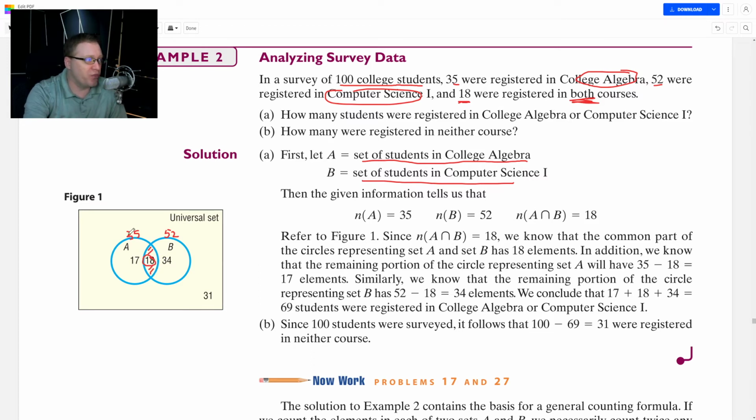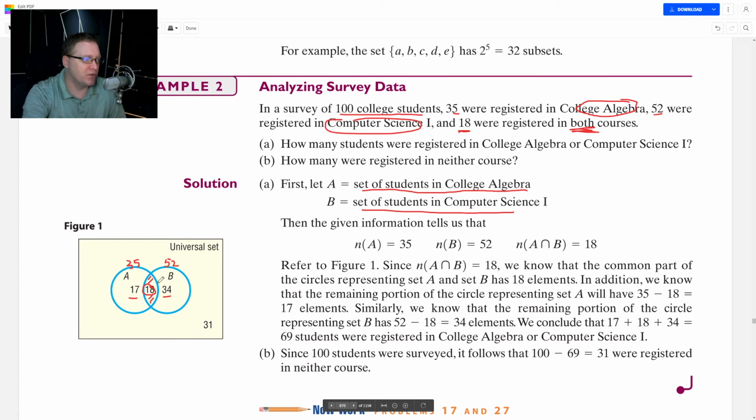Well, that means 35 minus 18, which is 17, are the students that are only in college algebra. And then 52 minus 18 is 34, which are the students that are only in computer science. So we have only in college algebra, only in computer science, 17 and 34. Now the question asks, how many students are registered in college algebra or computer science? They are in one of them or the other one. Or maybe they're in both.